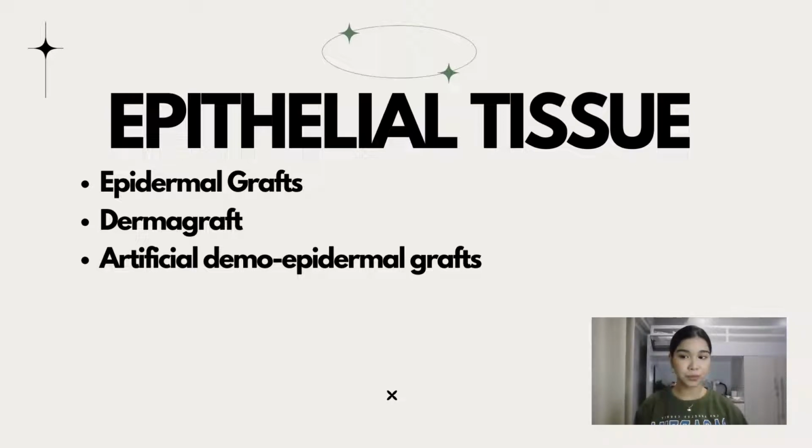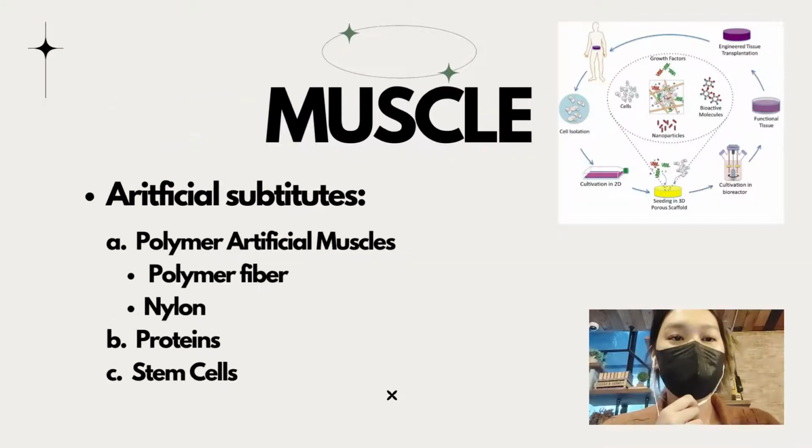Let us now move forward to the artificial alternatives for the muscle tissues, as there are currently none that are available for the nervous system. For muscle tissues, biomedical engineers have used polymer materials, proteins, and stem cells to develop artificial muscle tissues. Polymer artificial muscles are used to develop biomedical devices, such as prosthetics to mimic the natural and efficient motion of human muscles. Some polymer materials that have been used to create artificial muscle tissues have been polymer fiber and nylon.